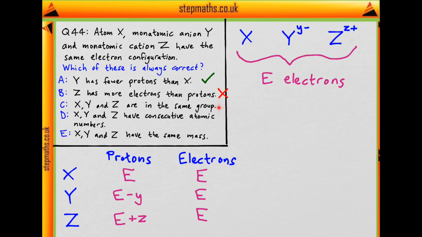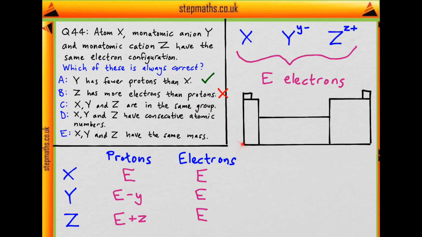So next it says that X, Y, and Z are in the same group. So if you visualise our periodic table, a group is obviously a column. For X, Y, and Z to be in the same group, they'd have to be in the same column. So is this likely? So we have X with E protons. For Y to have E minus Y protons, it'll either have to have Y equals 0, which we know isn't true because we know it has a charge, or Y is the exact number to get it to the next row, which doesn't make much sense because we know that Y can be any number at all. So this is wrong as well.